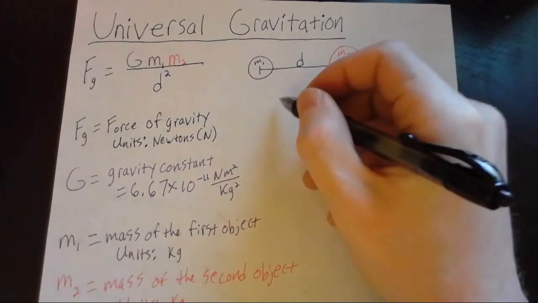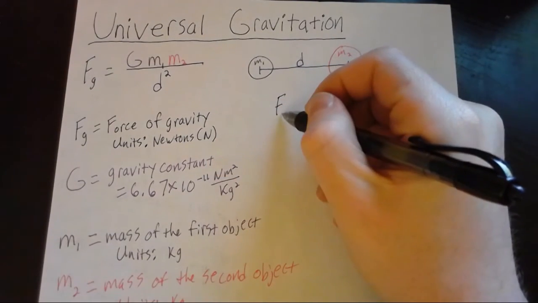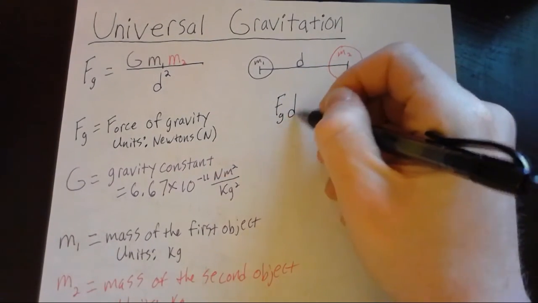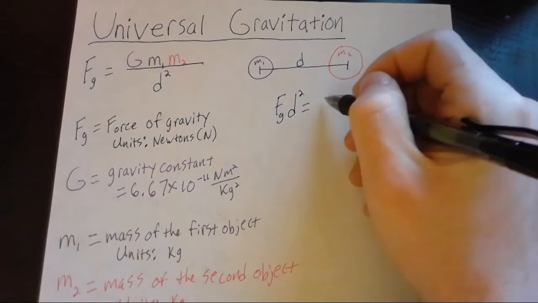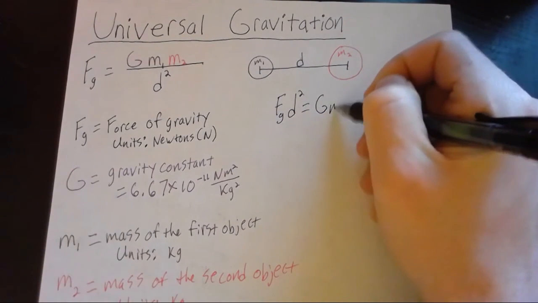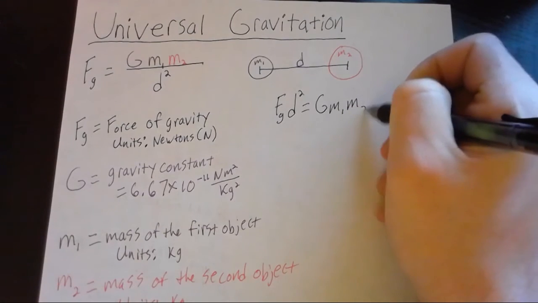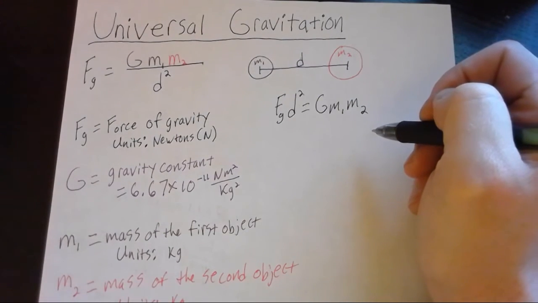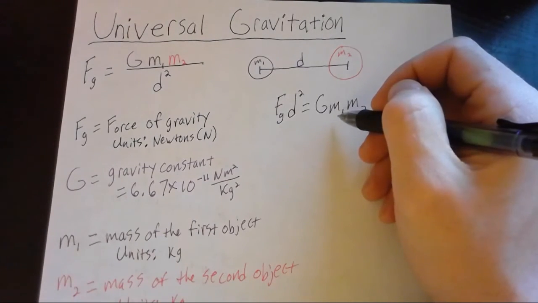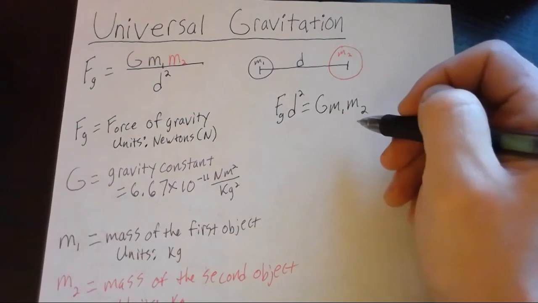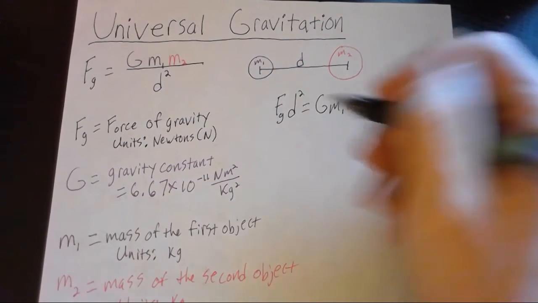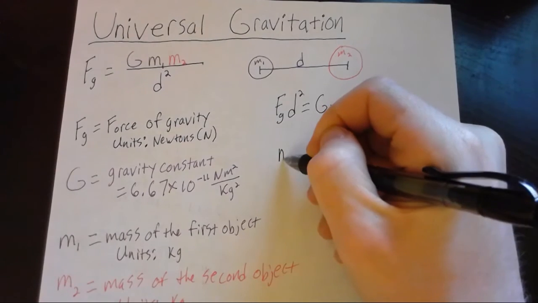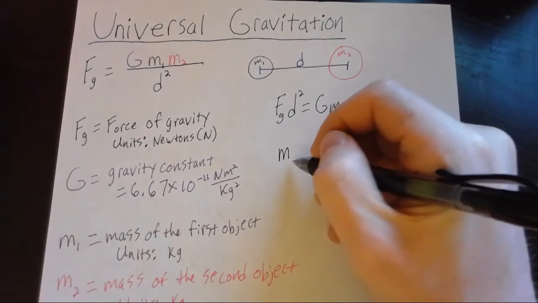Now let's use some algebra to rearrange the equation in order to solve for different variables. We'll start by multiplying both sides by distance squared in order to remove the fraction from the equation and to move the denominator to the left side. This gives us F_g times d squared equals capital G m1 times m2. We'll use this as a jumping off point to then solve for m2 and distance.